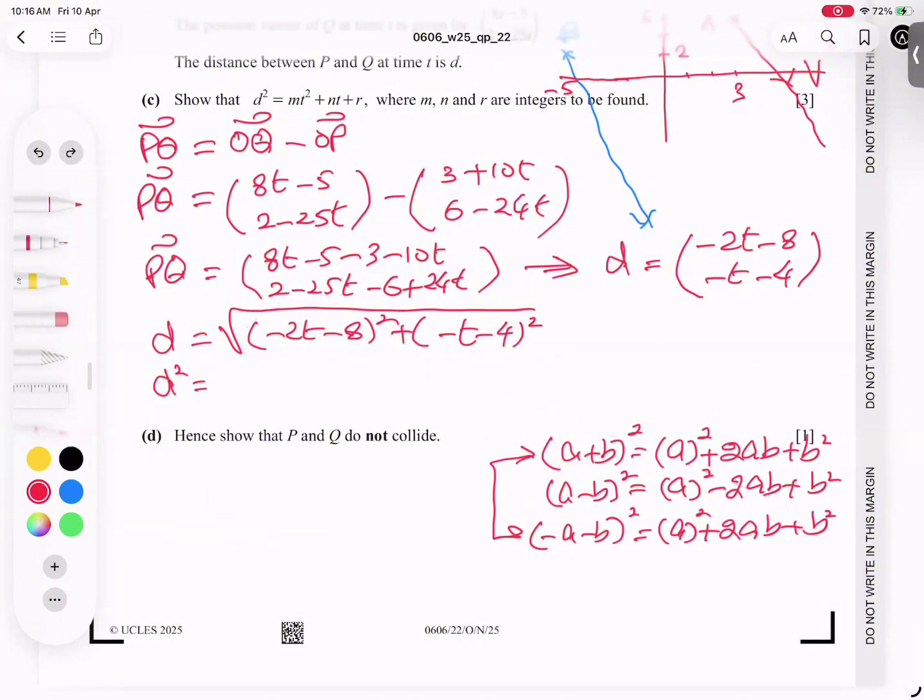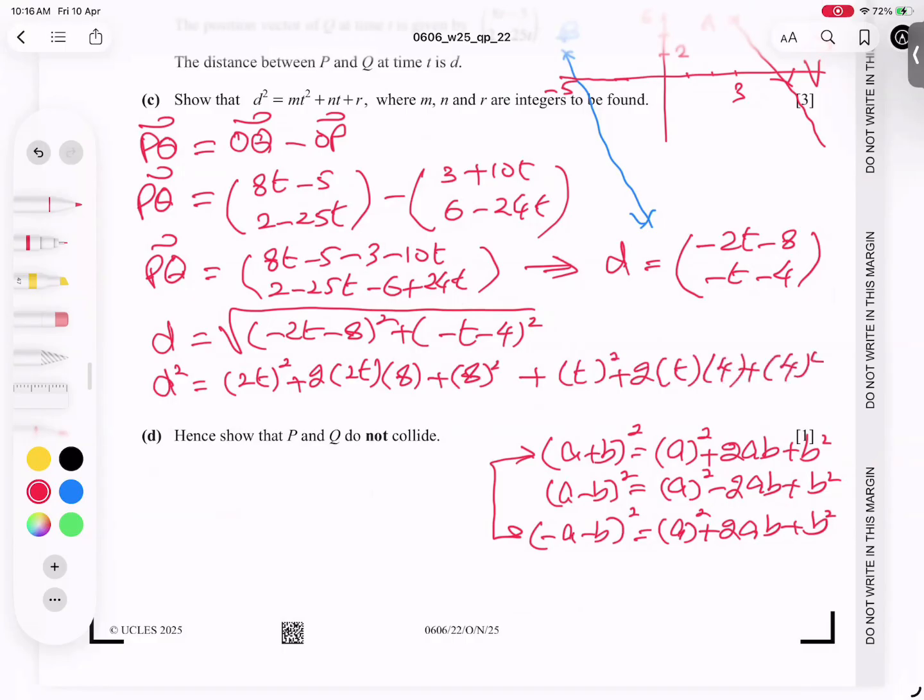So first term square is 4. I'm writing 2t whole square, positive 2 into 2t into 8, and plus 8 square. So what about this same story? t square, positive 2 into t into 4, plus 4 square. And the root is not available on top because I squared both sides. So 4t square and plus 1, we got 5t square. Okay, 2 into 4, 8, 32. 32 from here and 8 from there. 32 and 8 becomes 40t.